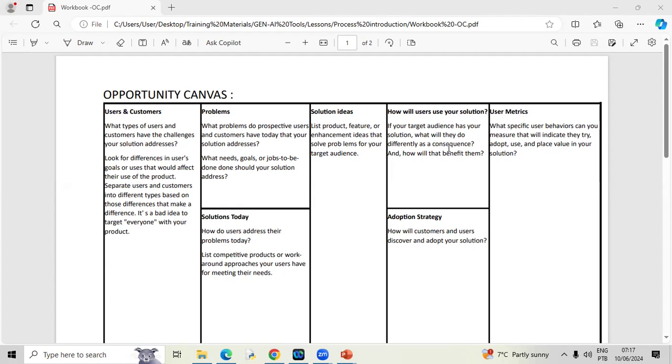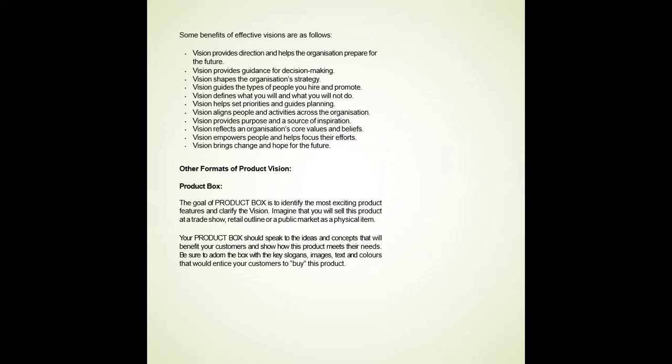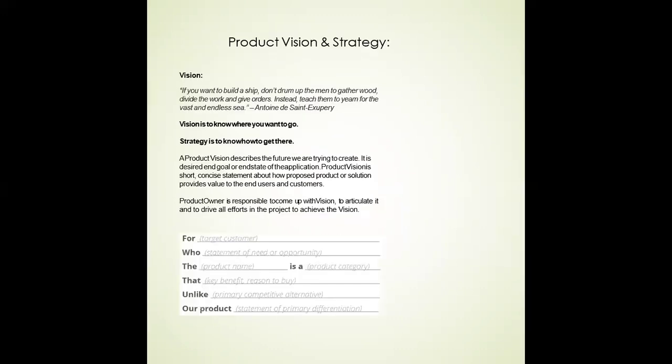And apart from that, there is a concept called user matrix. Once you develop till that much, we study the user matrices, and obviously the next one is your business challenges, budget, and business benefits and matrices. We have a very popular saying: no problem means no product. So first you need to identify the problem, and once we identify the problem, you will get the vision of how to resolve that.